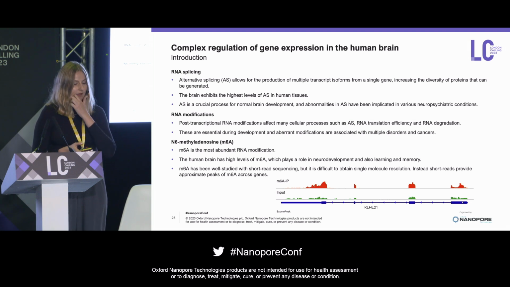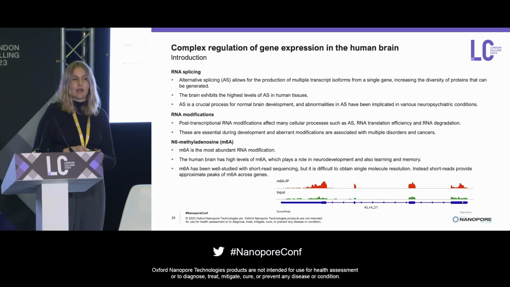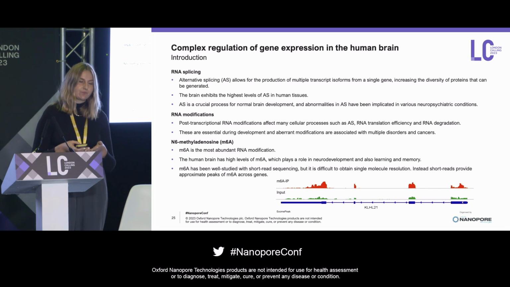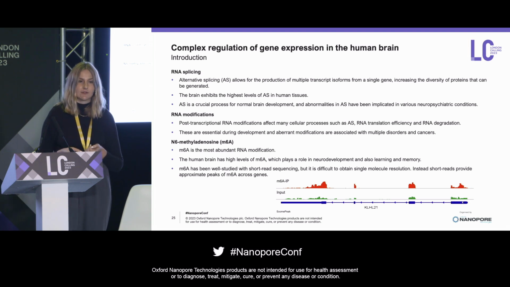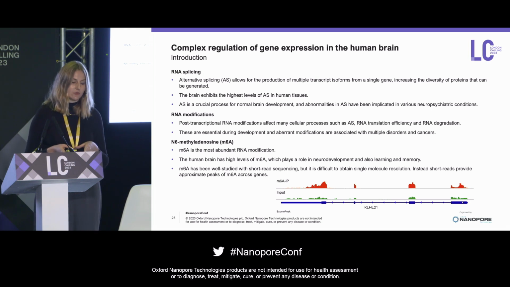The brain has complex mechanisms which regulate its gene expression. Two of these are RNA splicing and RNA modification. Alternative splicing allows for the production of multiple isoforms from a single gene, and this greatly increases the diversity of proteins that can be generated. RNA modifications affect many cellular processes, such as splicing, as well as RNA translation efficiency and degradation. The most abundant RNA modification is M6A, and the human brain has very high levels of both splicing and M6A.